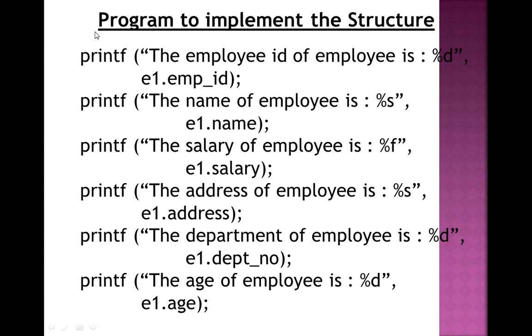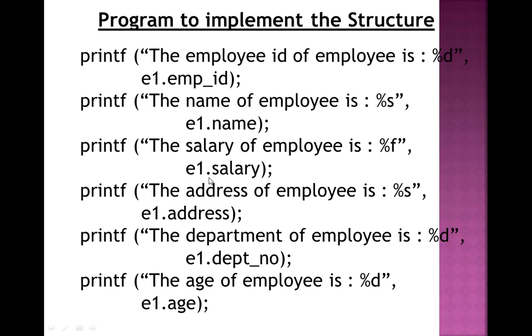Now the printf, the employee ID of employee is %d because I am using int. So to print the values using E1.employeeID, that is accessing the values using the dot operator and the structure variable, that is E1. Second, printf, the name of the employee is E1.name. So that is how we can access by using E1.